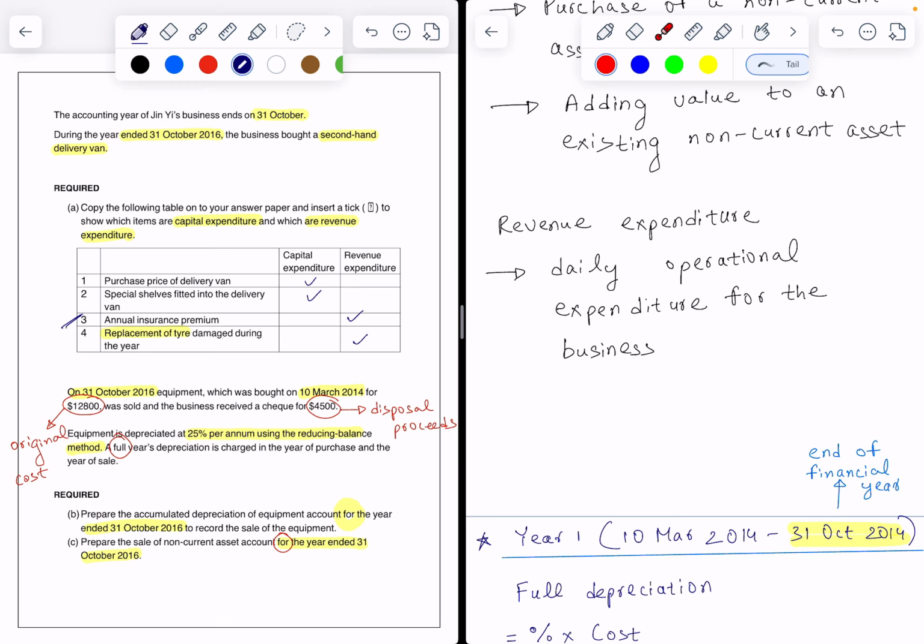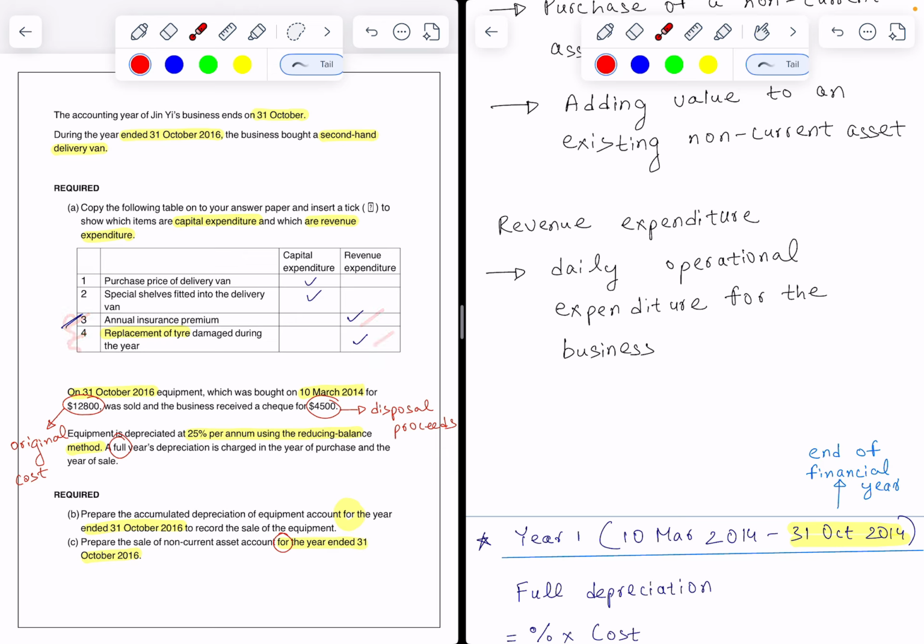All right? So based on what we have done for the first part of this question, the first 2 items, where we are buying a delivery van and also installing special shelves into the delivery van, both of these items are capital expenditure because we're buying a non-current asset and adding value to an existing non-current asset. The third and fourth options, the third refers to purchase of insurance, which is mainly an expense. And the fourth option, which is the replacement of tires so that we can operate our delivery van and run our day-to-day operations, both of these options fall within the definition of revenue expenditure.